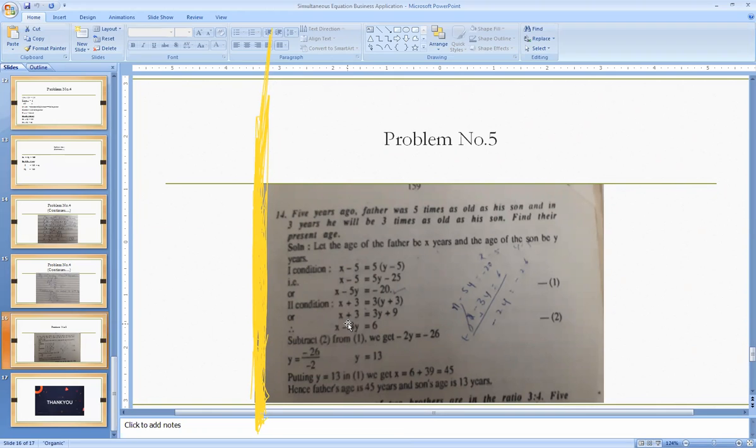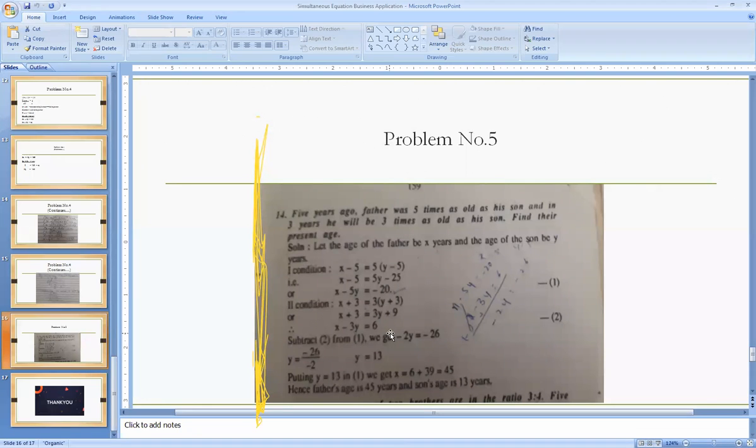So again we have to rearrange the equation: x plus 3 equals 3y plus 9, since 3 into 3 is 9. Therefore the equation is x minus 3y equals 9 minus 3, because the plus 3, if you shift to the right side, becomes minus 3. Therefore 9 minus 3 is nothing but 6. So now we got two equations: the first is x minus 5y equals minus 20, and the second is x minus 3y equals 6.